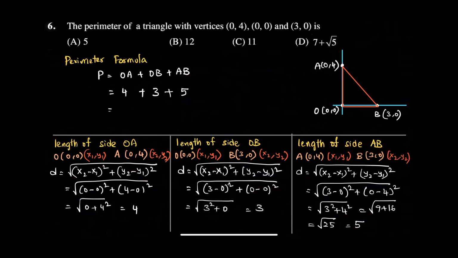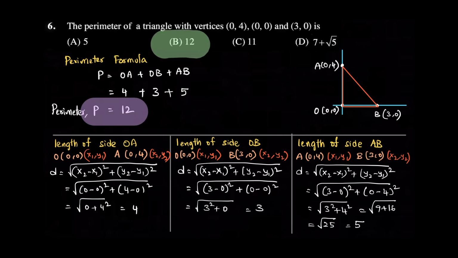That implies perimeter P is equal to 4 plus 3 plus 5, which is 12 units. From the given options, option B 12 is the right answer. Therefore, the perimeter of the triangle with vertices (0, 4), (0, 0) and (3, 0) is option B, 12 units.